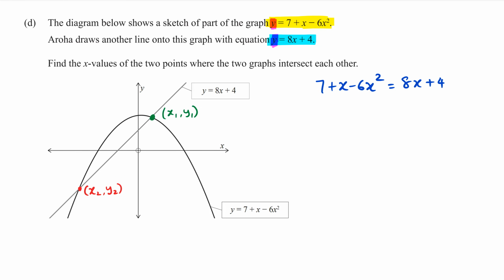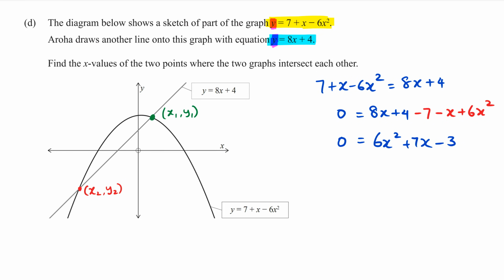Now I've got a negative 6x squared here. I hate working with negative values in front of x squared, so I'm going to take it to the other side. In fact, I'm going to take all three of these things to the other side. And when I do, their symbol changes, which means I'm left with negative 7, negative x, plus 6x squared. Now simplifying this quadratic, I've got 6x squared. I've got 8x minus x, which equals plus 7x. And then I've got 4 minus 7, which is negative 3.